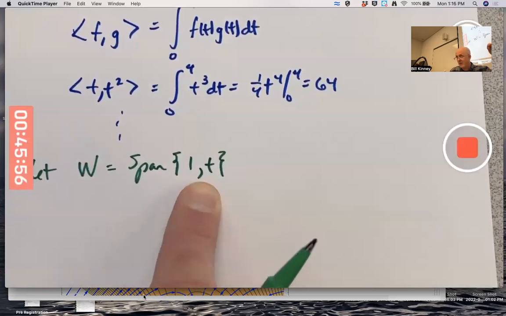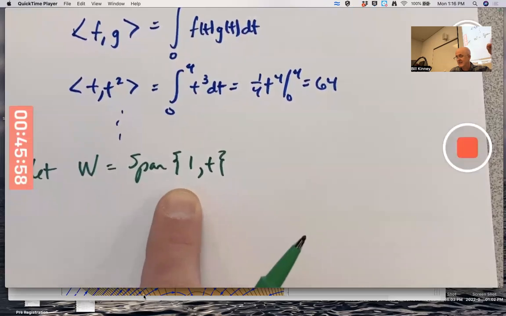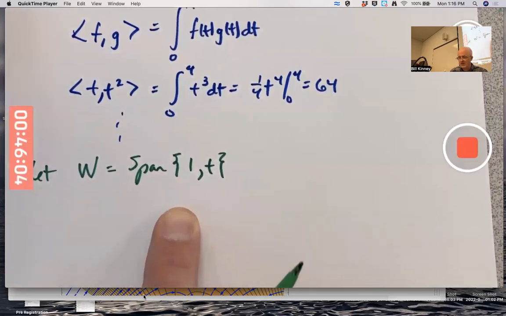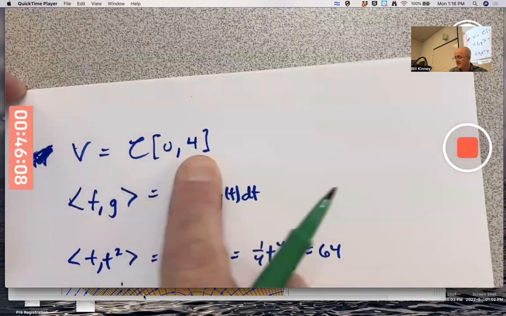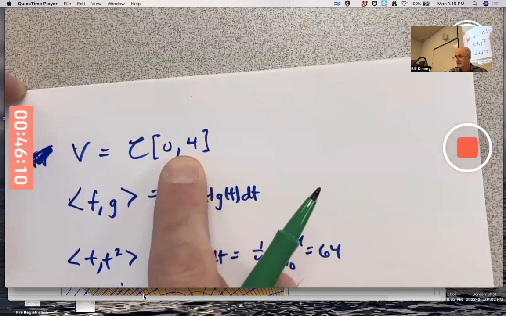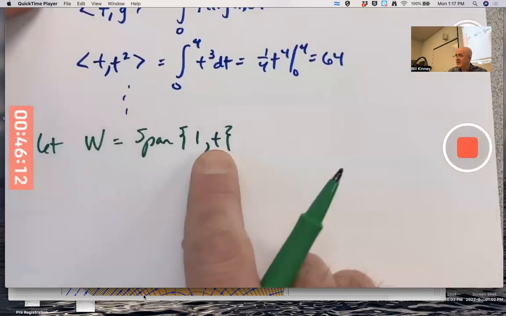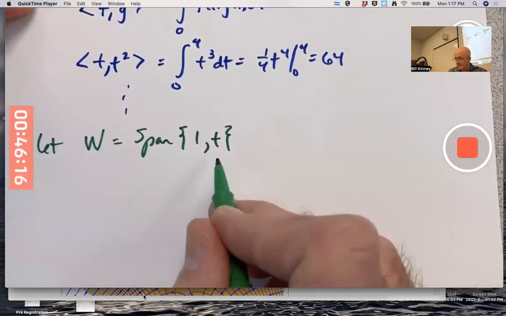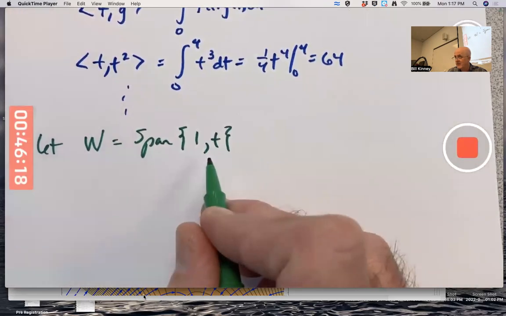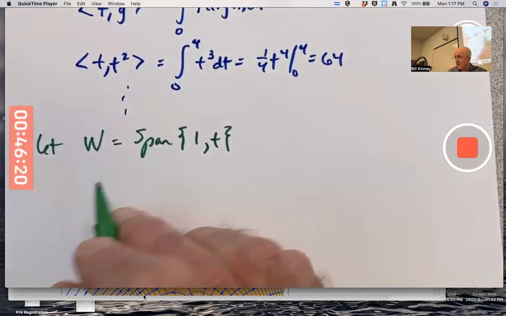By the way, these are polynomials as well, so you could think of this as being a subspace of a space of polynomials. But they're also functions. You could think of it as being a subspace of V here. They are continuous functions on this interval. It's a two-dimensional subspace. These functions are not scalar multiples of each other. They do form a linearly independent set. This would be a basis for W.